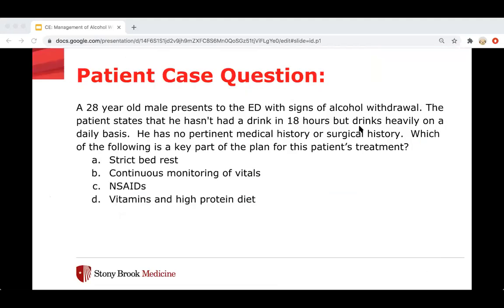So here I have another patient case question. A 28-year-old male presents to the ED with signs of alcohol withdrawal. The patient states that he hasn't had a drink in 18 hours, but drinks heavily on a daily basis. He has no pertinent medical or surgical history. Which of the following is a key part of the plan for this patient's treatment? I'll give you guys a second.